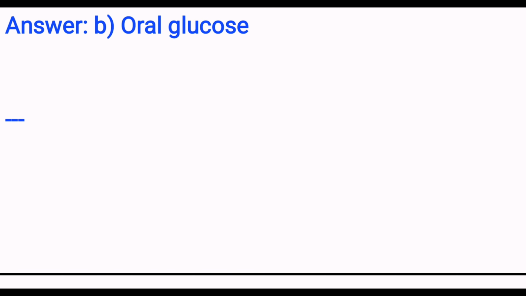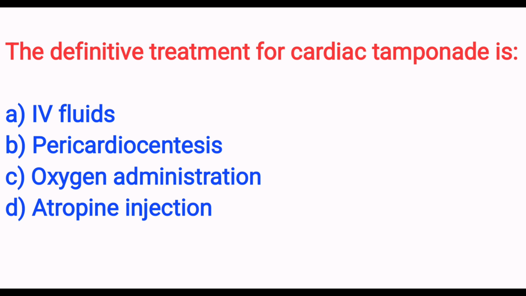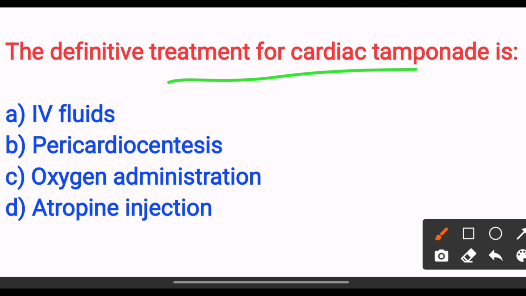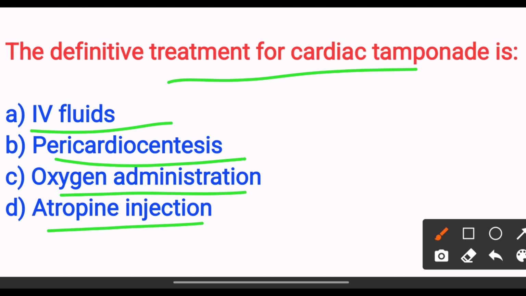Next, the definitive treatment for cardiac tamponade is: option A, IV fluids; option B, pericardiocentesis; option C, oxygen administration; option D, atropine injection. The answer is option B, pericardiocentesis.